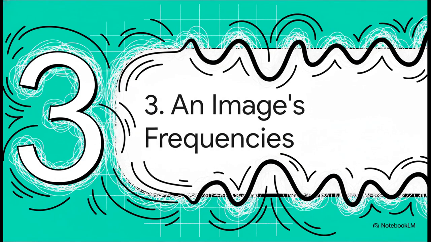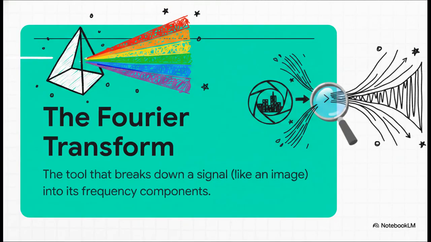Now here's where it gets really interesting. That same principle that works for a 1D wave, it also works for a 2D image. An image can also be broken down into a set of simple waves, just flowing in different directions. The mathematical tool that lets us do this is called the Fourier Transform. Think of it like a prism for images, but instead of splitting light into a rainbow of colors, it splits an image into a whole spectrum of frequencies.